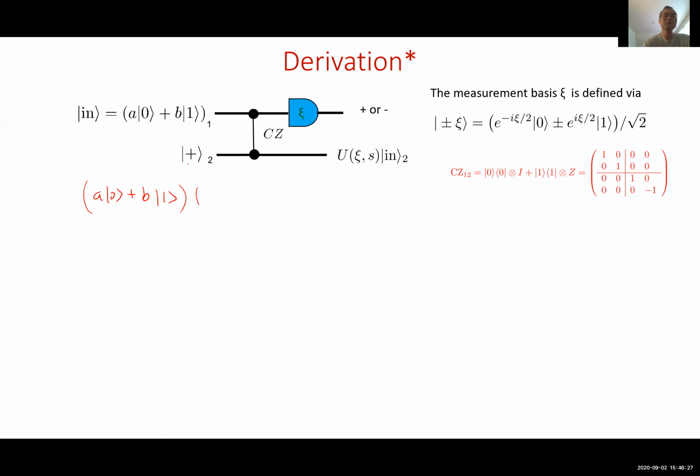And plus state you can write as this, right? And after control Z, if A is 0, I will be ignoring this coefficient. If A is 0, the control is 0, you do nothing to the target, right? The target remains 0 plus 1. But when the control is 1, you apply the Z gate to the target. Z gate is flipping a minus sign to the 1 state. So this 1 state has a relative minus sign. Okay.